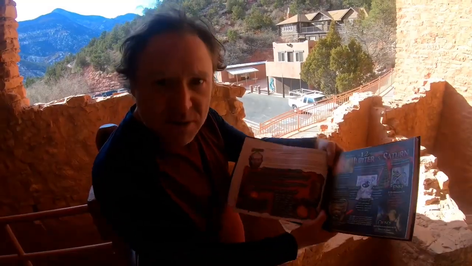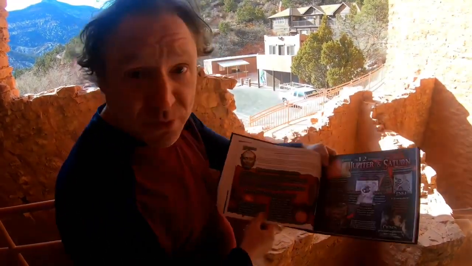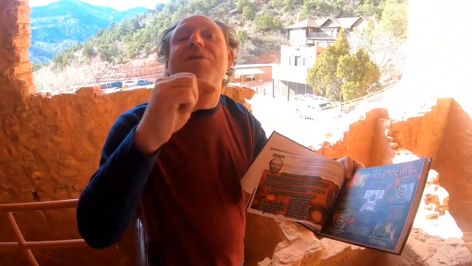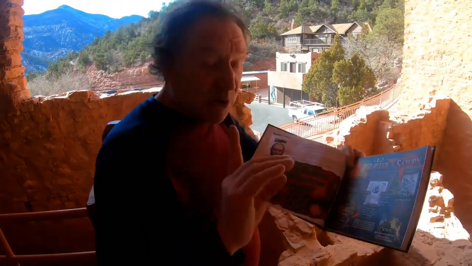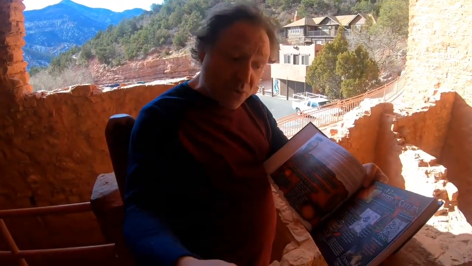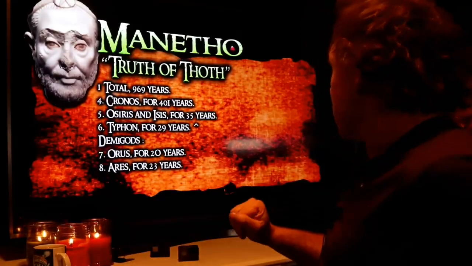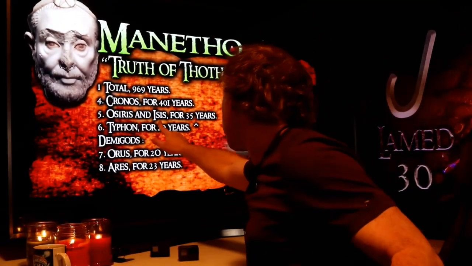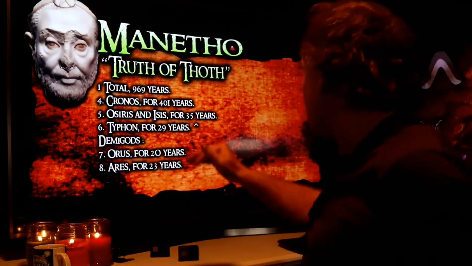Now, I actually made a mistake in the video that you're watching, we stated that Kronos ruled for 401 years. It's actually 40 years, so I didn't want to upset any Kronos fans. I want to correct that where I'm standing in the kiva. And just to be clear about this, according to the Greeks, Kronos came from Uranus. He says after this that Osiris and Isis ruled for 35 years, Typhoon, the god Typhoon, for 29 years.